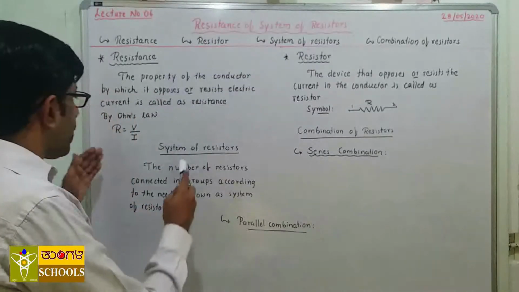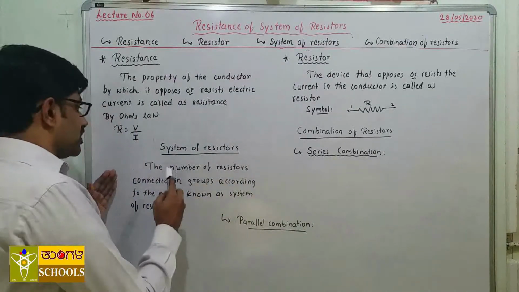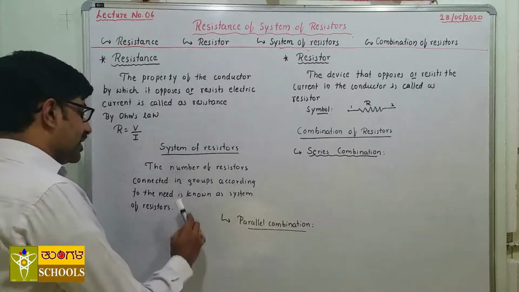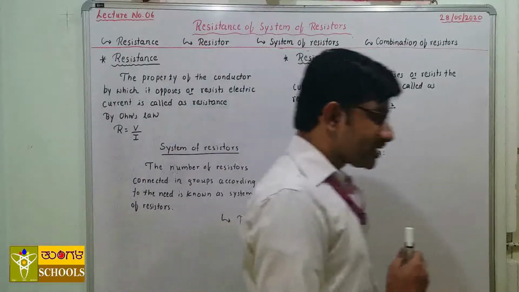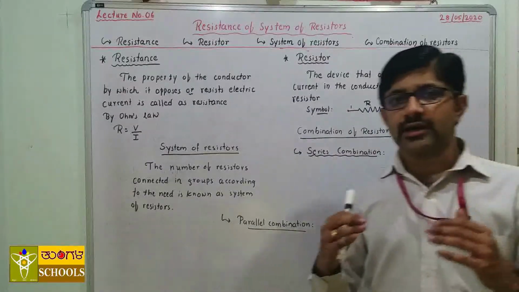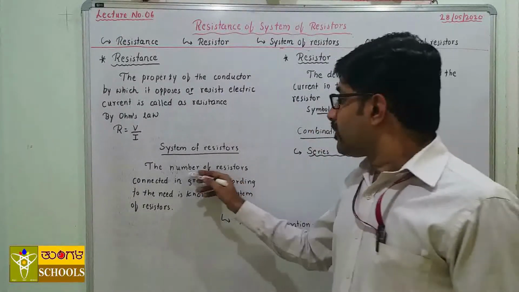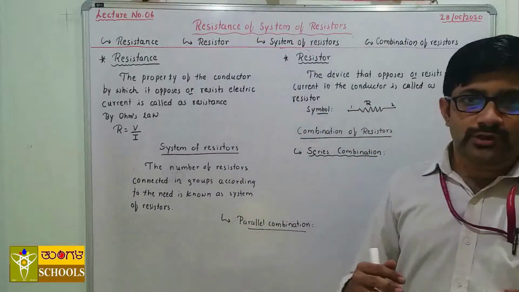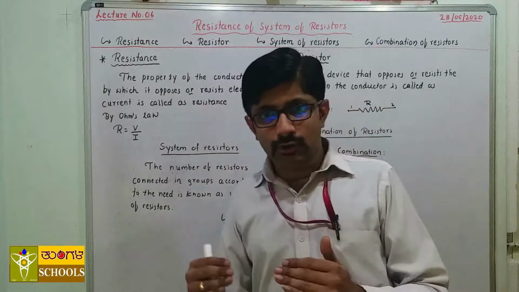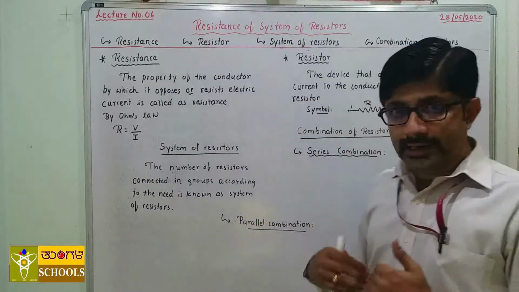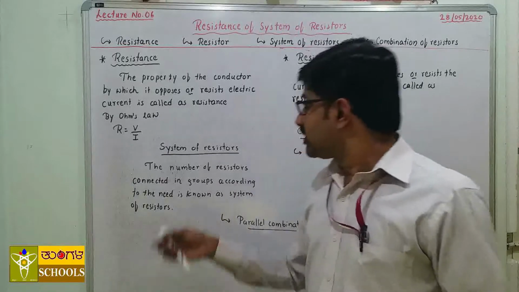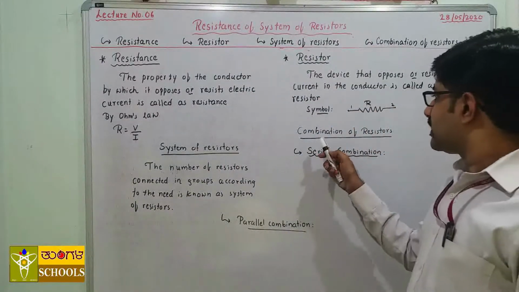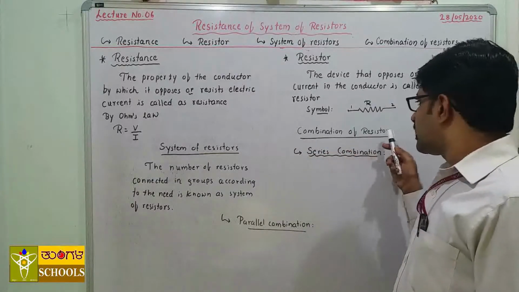Now, system of resistors. The number of resistors connected in groups according to the need is known as system of resistors. Now let's move on to the interesting part, called combination of resistors.